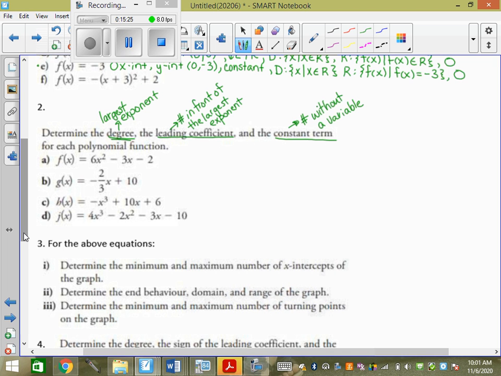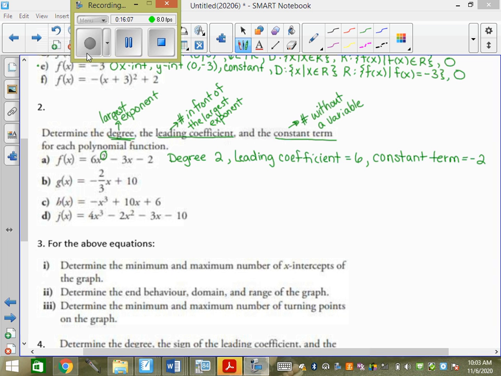I'll help you with the first one. What's the degree of the first one? No. Degree 2. The degree is the largest exponent. What's the largest exponent? 2. This is my degree. What's my leading coefficient? Equals 6. What's my constant term? Yeah. Which means my y-intercept would be -2, right? Okay, you do B, C, and D.